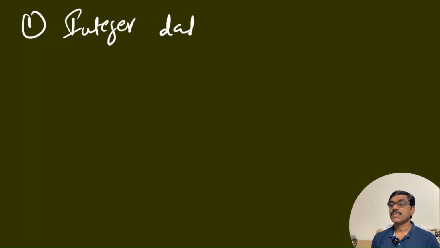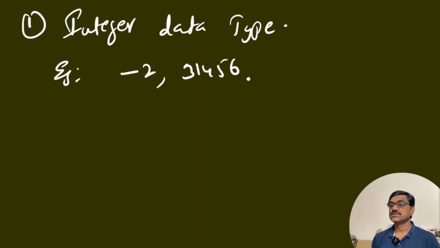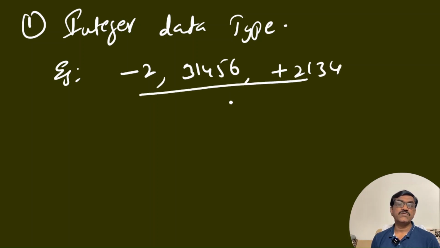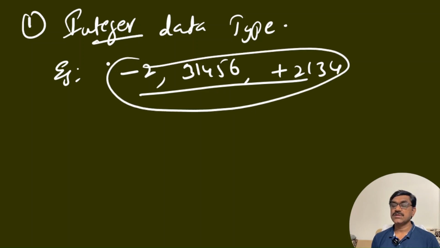The first one we are going to talk about is the integer data type. The integer data type is going to contain the integer values, or we can say the decimal values. For example, here we write -2, 3, 1, 4, 5, 6, plus 2, 1, 3, 4. These are the different integers that we can store, and the type of these values comes under integer.